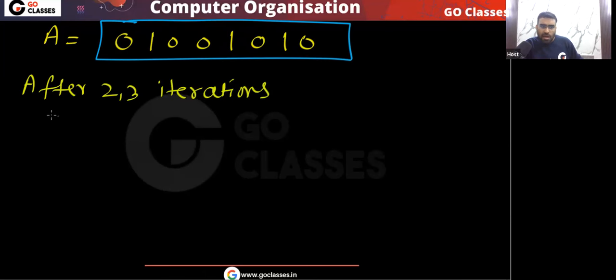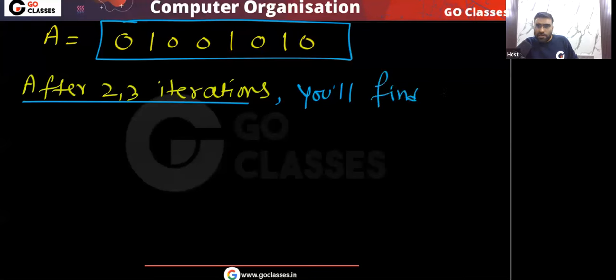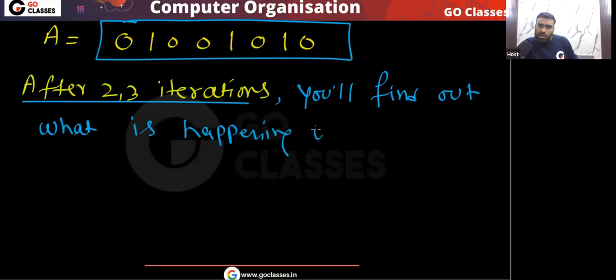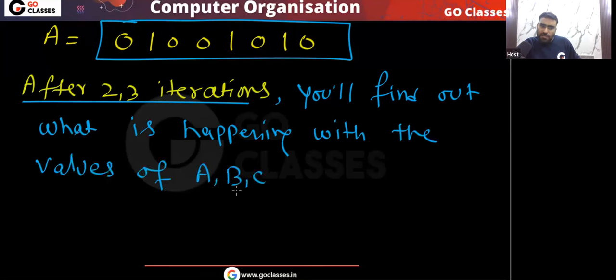After how many iterations will you get to know the answer? If this question comes in the GATE exam, I can guarantee that after 2 or maybe 2-3 iterations, you will automatically find out what is happening with the values of ABC. Do you agree with me? So these questions are very simple.